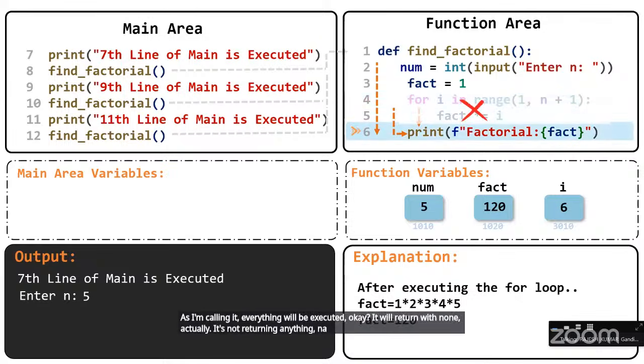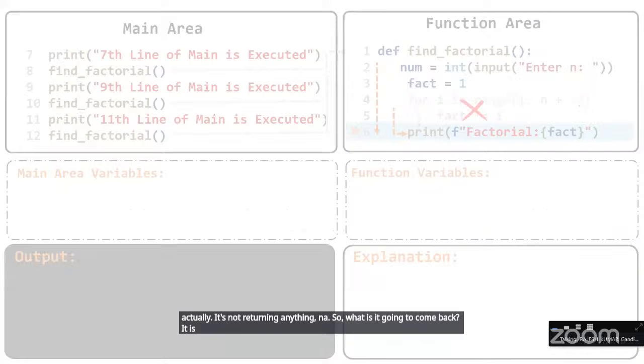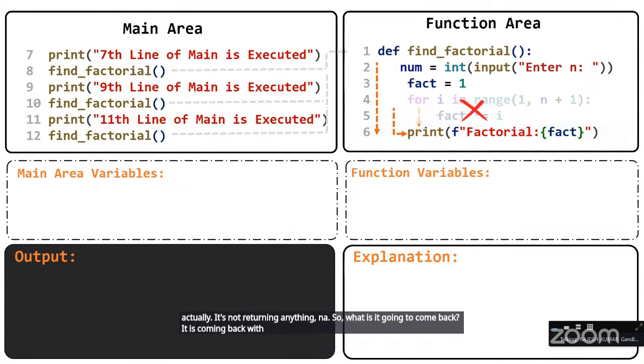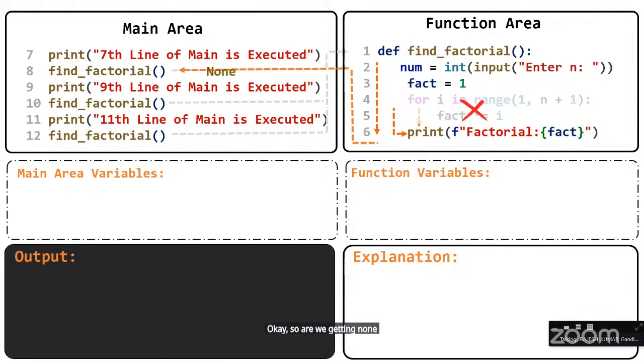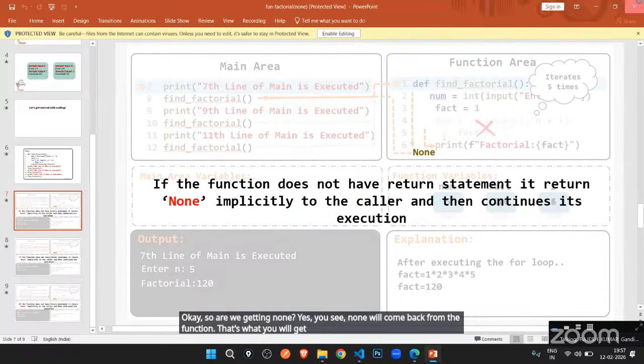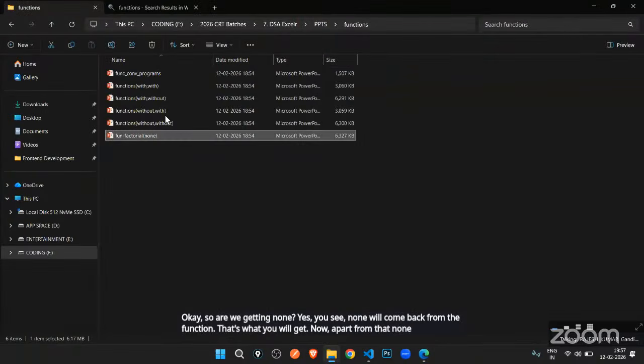So, what is it going to come back with? It is coming back with None, actually. So, it will bring None with it. So, are we getting None? Yes, you see, None will come back from the function. That's what you will get. Now, apart from that None, you can also return whatever you want.